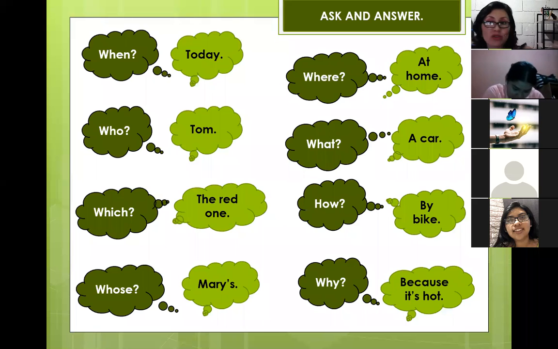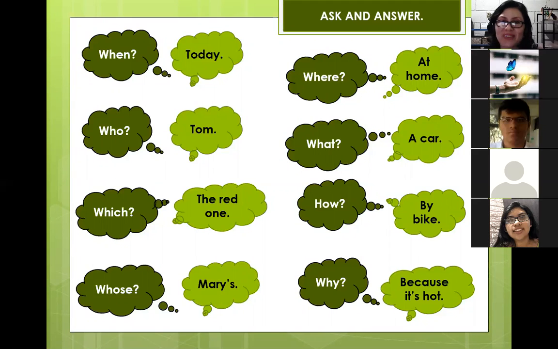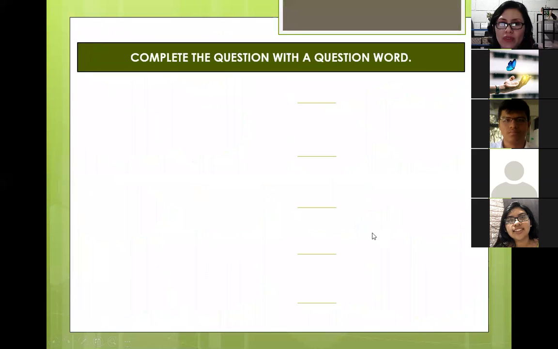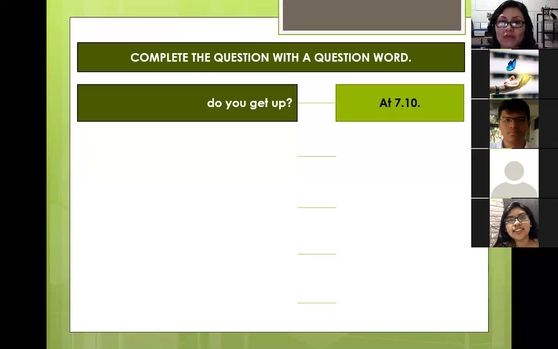Muy bien, ahora vamos a completar las siguientes preguntas, pero antes de pasar ahí, ¿tenemos alguna pregunta al respecto, chicos? ¿O está claro? Is it clear? Sí, todo está claro. Excelente. Okay, so let's move on. It says complete the question with a question word, okay? And we're going to start with the first one, ¿verdad?